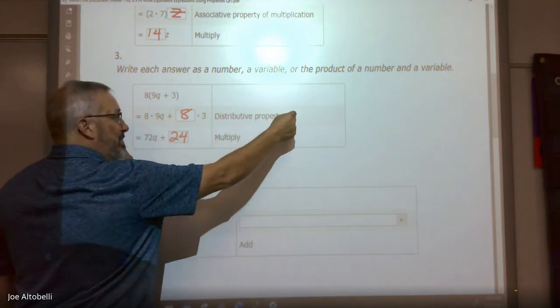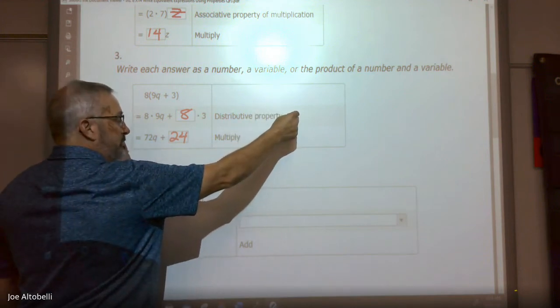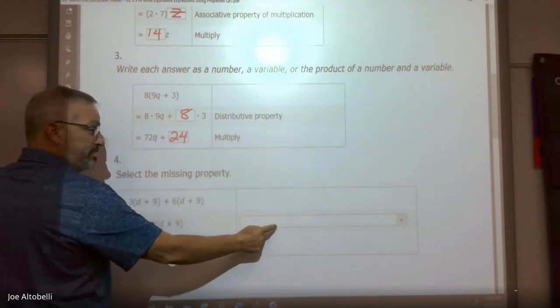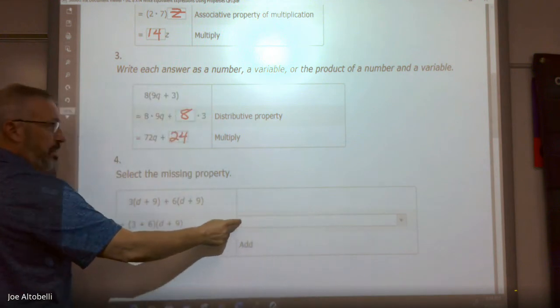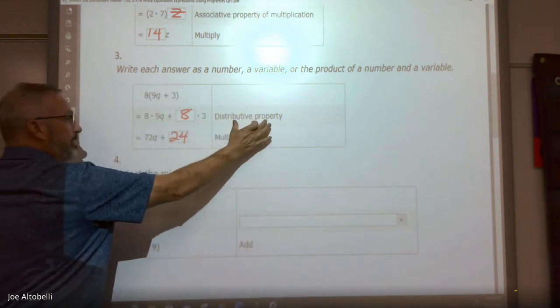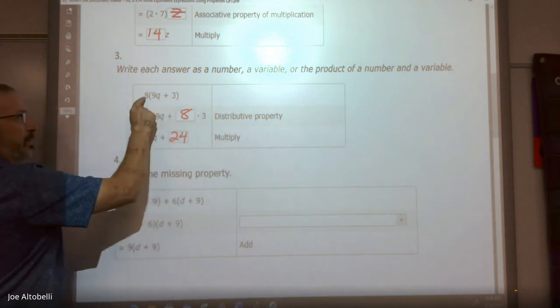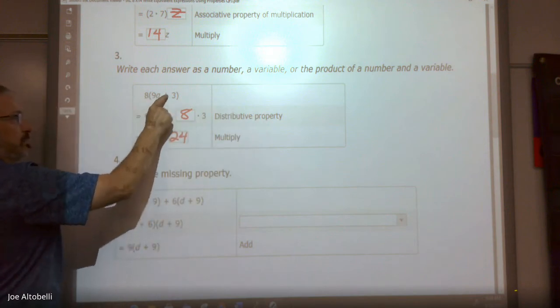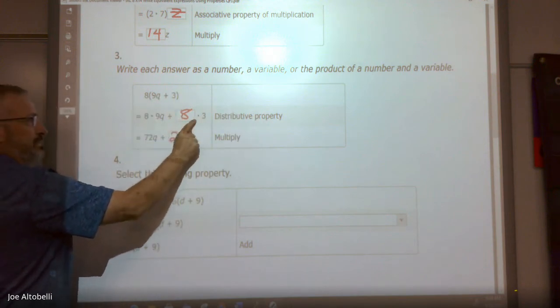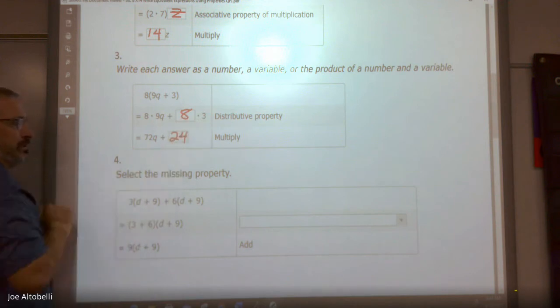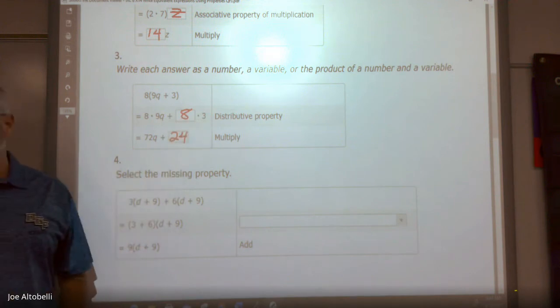Again, this might be a drop-down window. Like here, there is a drop-down window. You'll have to pick the property. But here it's telling you distributive property. So we go 8 times the first plus 8 times the second, and 8 times 3 is 24. Questions there?